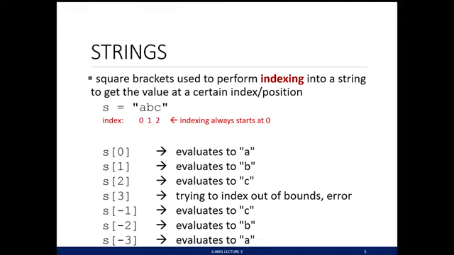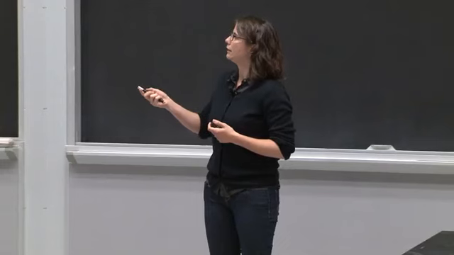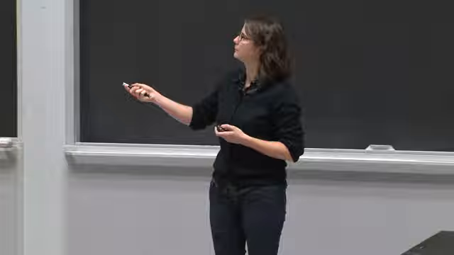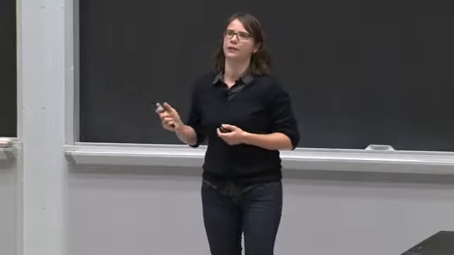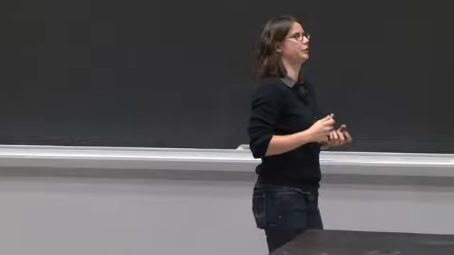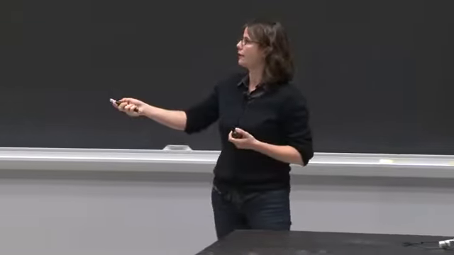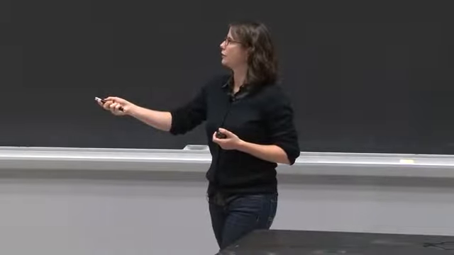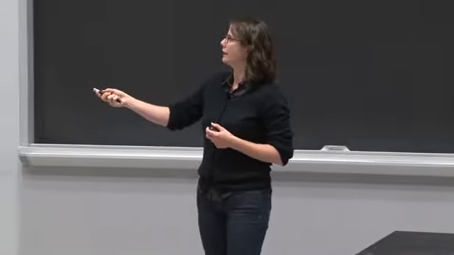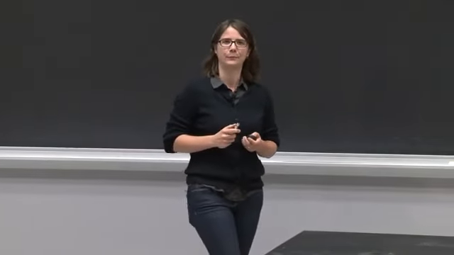In computer science, by convention, we start counting from 0. Notice we had a problem set 0 in this class. Python's no different. So in Python, you start indexing at position 0. The first character in your string is at position 0, or index 0. The next character is at index 1, and the next character is at index 2.